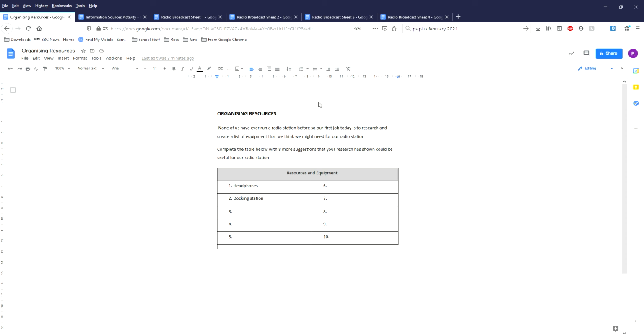Hi second year, just going to walk very quickly through some of the work that we're going to be doing today. First up we have got our reactivity on organising resources.